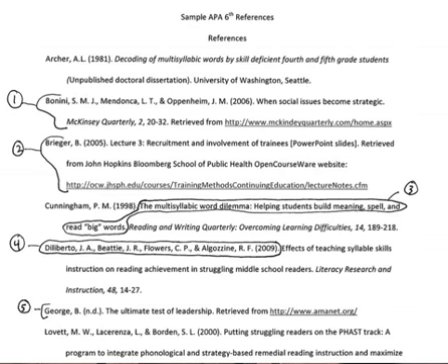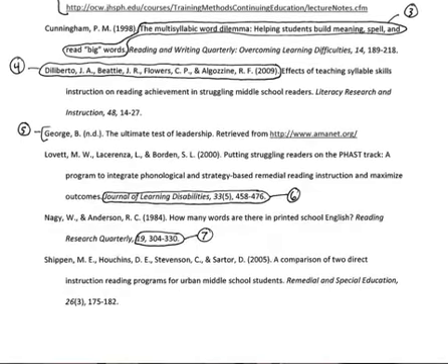Let's scroll down to number 5 here. With number 5, this is an example of just how a web document would look, one that didn't have a date. Hopefully you don't use too many of these, but that's how it would look.